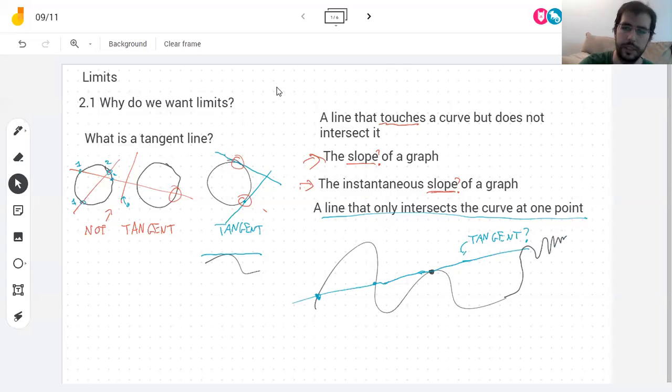I agree, but if we say that a tangent is a line that only intersects the curve at one point, then we're saying it's not tangent. But we have two options. We're inventing the concept of tangents here. So we could agree right now that this is not a tangent line, which would probably mean that this curve does not have a tangent at this point. Or we could say that we probably would like this line to be tangent. And if we want to say that this line is tangent, we should get a better definition.